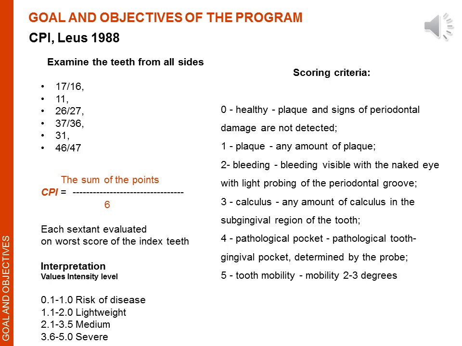Let's remember two periodontal indexes. The first one is the Community Periodontal Index, CPI, by Leos, 1988. Method of this index: the condition of the periodontal tissue is determined using a conventional dental probe and a dental mirror. Dental tweezers can be used to determine tooth mobility.